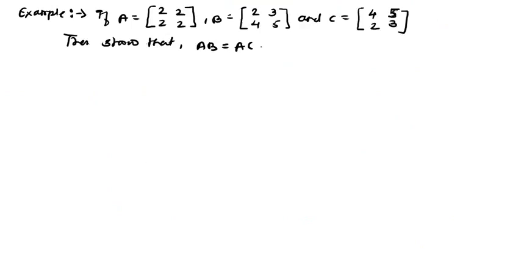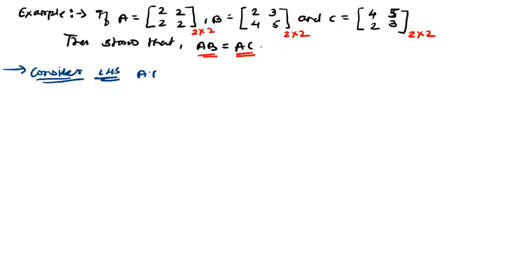Now in this example we are given the matrix A, which is of order 2 by 2, matrix B, which is of order 2 by 2, and also the matrix C of order 2 by 2, and we have to show that matrix A into B is equal to matrix A into C. Firstly, for this we will consider the LHS of the given equation.